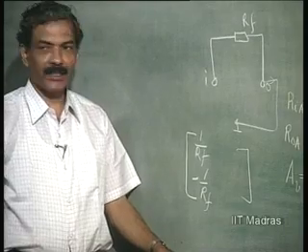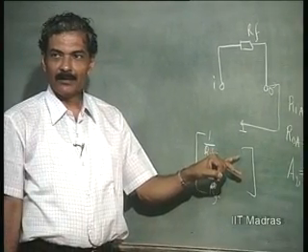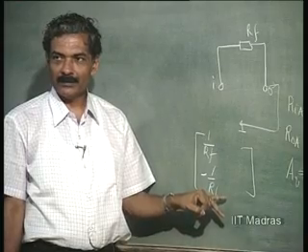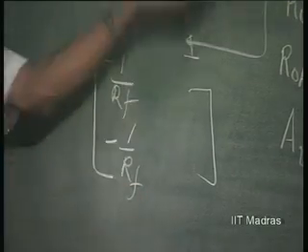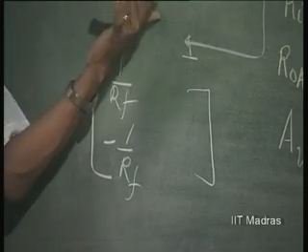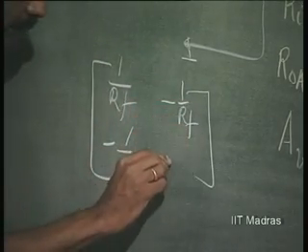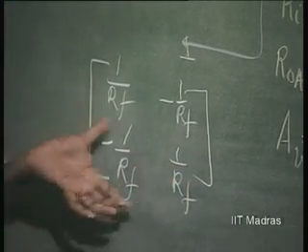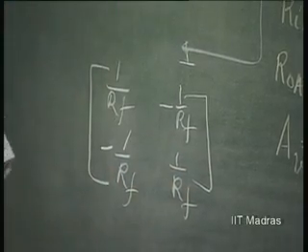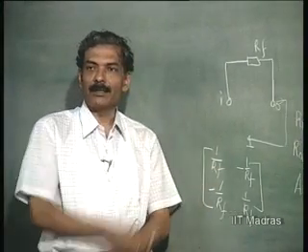Since this is a symmetric network, YI is the same as Y naught, and YR is the same as YF. This is perfectly symmetric; I and O can be interchanged. So, minus 1 over RF, plus 1 over RF. It is very simple to write the Y parameter of this network. So, this is the Y parameter.